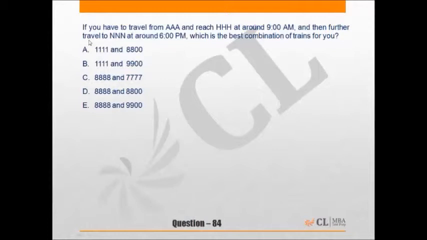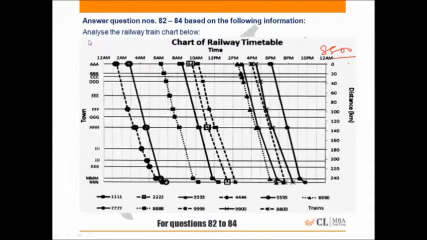In the last problem of this set, it is given that if you have to travel from triple A and reach triple H at around 9 am and then further travel to triple N at around 6 pm, which is the best combination of trains? Again, from the graph, it can be noted that the trains that reach triple H around 9 am are 4 times 1 and 4 times 8. Out of these two trains, 4 times 8 reaches triple H at 8:15 am, whereas 4 times 1 reaches the same station after 10 am.